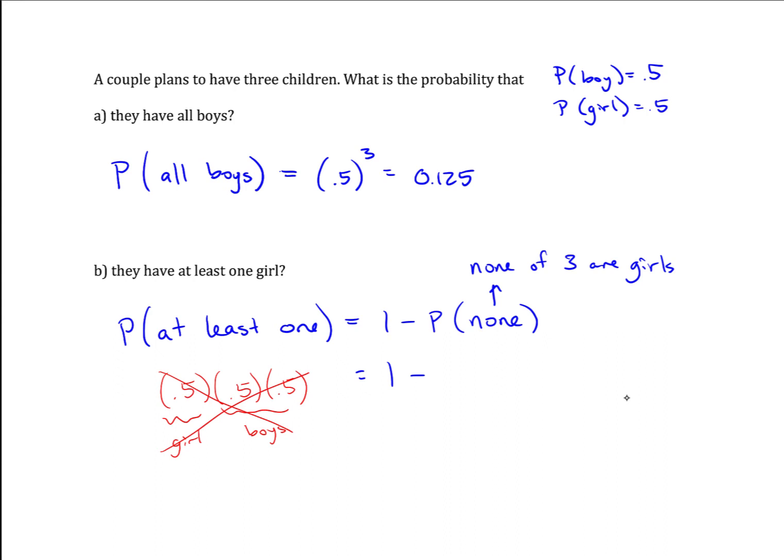Okay. So the probability that none of the 3 are girls would be the probability that the first one is a boy, the probability that the second one is a boy, and the probability that the third one is a boy. So that's what we came up with in part A. So the probability that they are all boys, probability that none of them are girls, that's the same thing. So 1 minus 0.125 then is 0.875.